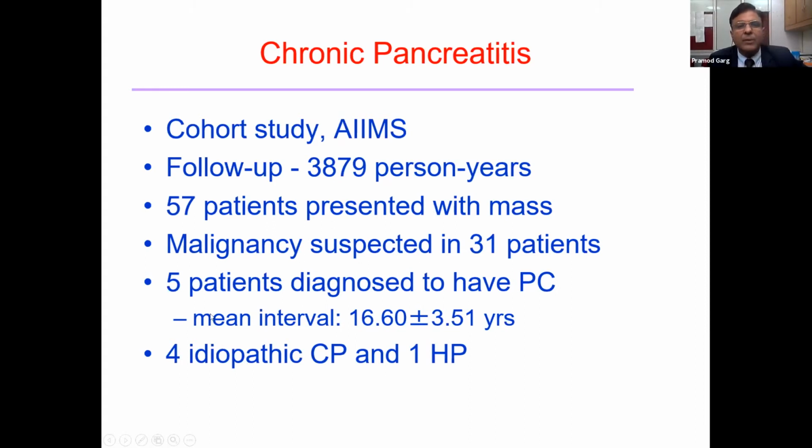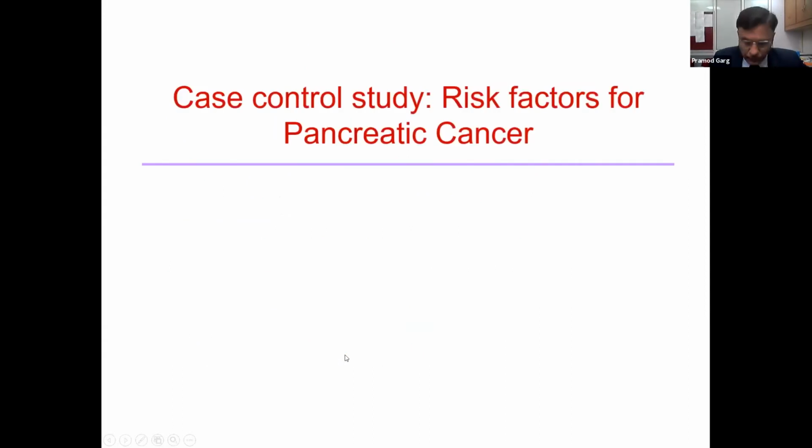The mean interval from the onset of pancreatitis to diagnosis of CA was 16 years. And please remember this figure of 16 years. 4 had idiopathic CP and 1 hereditary pancreatitis. That means none was alcoholic pancreatitis here.